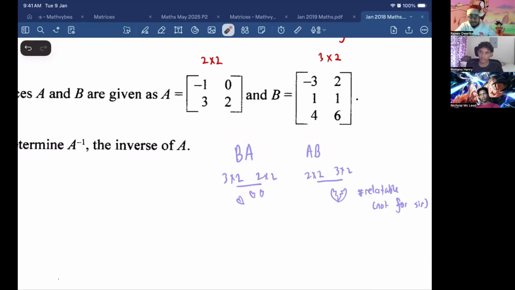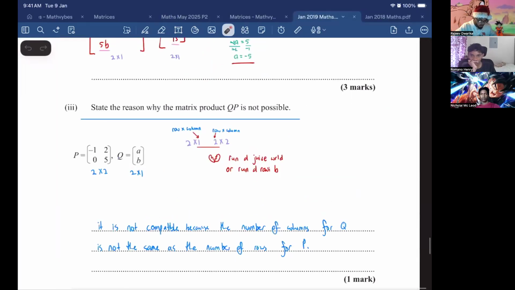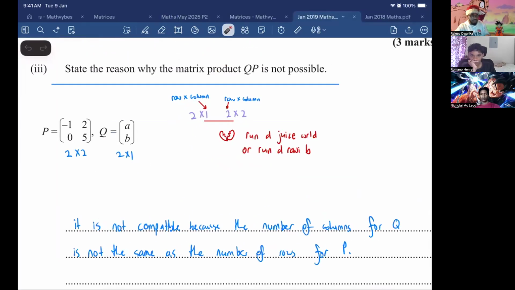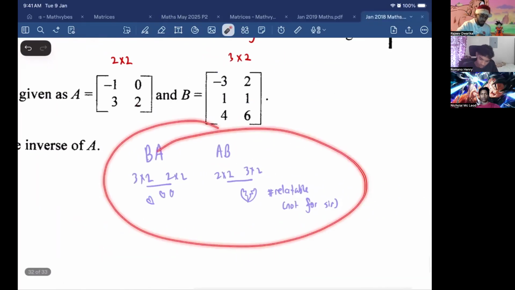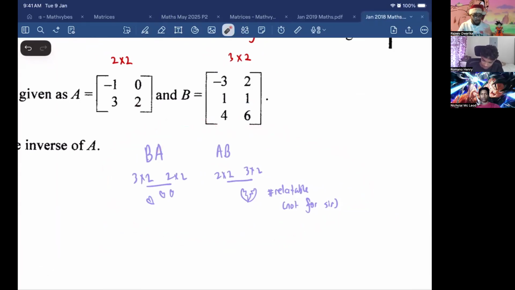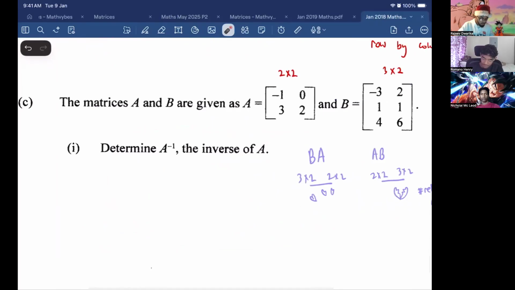Now I'm saying hypothetically, if you get a question and they said A by B, would that work out? No. And you would have to say why. So you would put this down, you would put that down, and you would say the number of columns in the first matrix is not equal to the number of rows in the second matrix, just like the question we just did. They like to ask these types of questions, state why the product is not possible. So I was just showing all of that so you can have some idea of what to expect in case you see it.